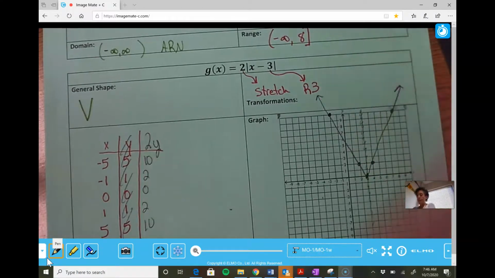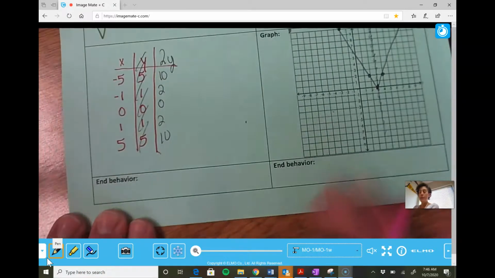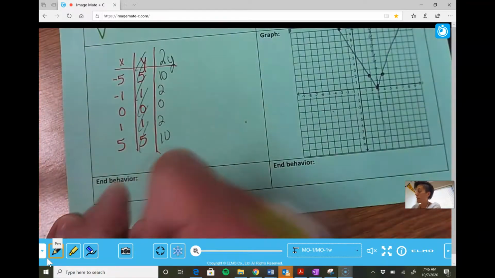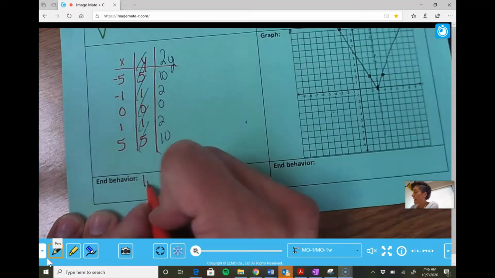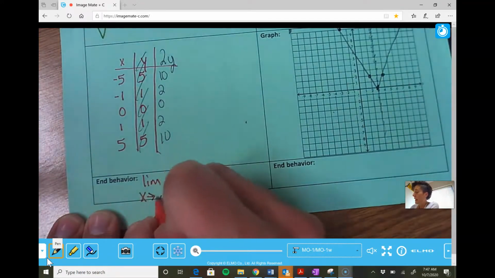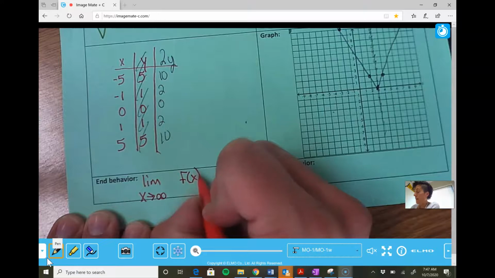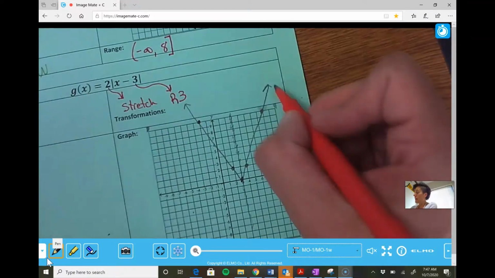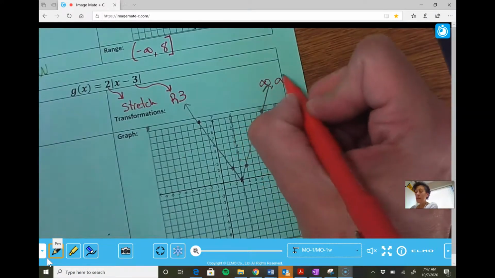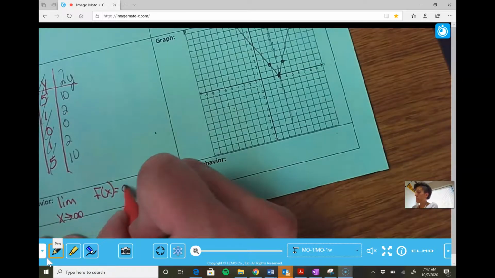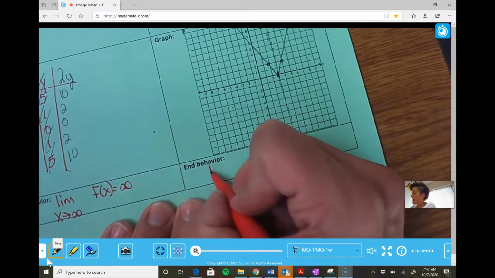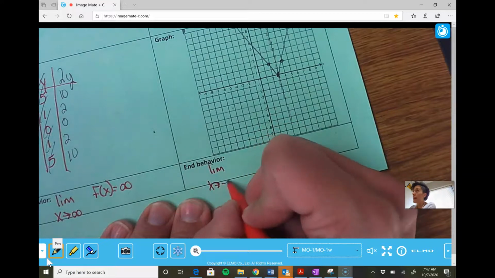All right, end behavior. So on the quiz, this was the test, it was a multiple choice, but we're going to write it out. So I have lim, x is getting bigger. So what is my y? What is my f(x) doing? And that's over here. As x is getting bigger, y is getting bigger. And then my lim for x is going to negative infinity.